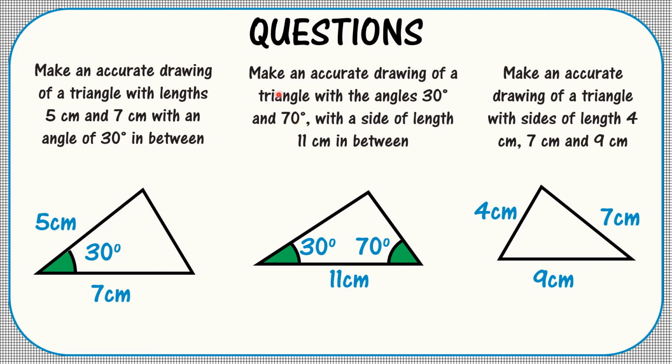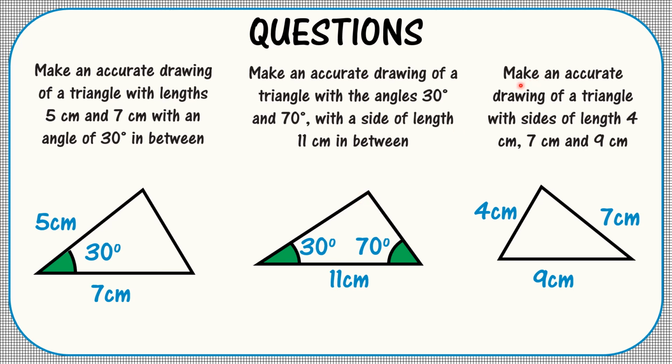The second question, make an accurate drawing of a triangle with angles 30 degrees and 70 degrees with a side length of 11 centimeters in between. So in this example, we have angle, side, angle. What you would do is you draw this 11 centimeters. You'll measure out 30 degrees. You'll measure out this 70 degrees. You'll draw faint lines, and then you'll draw solid lines where they intersect.